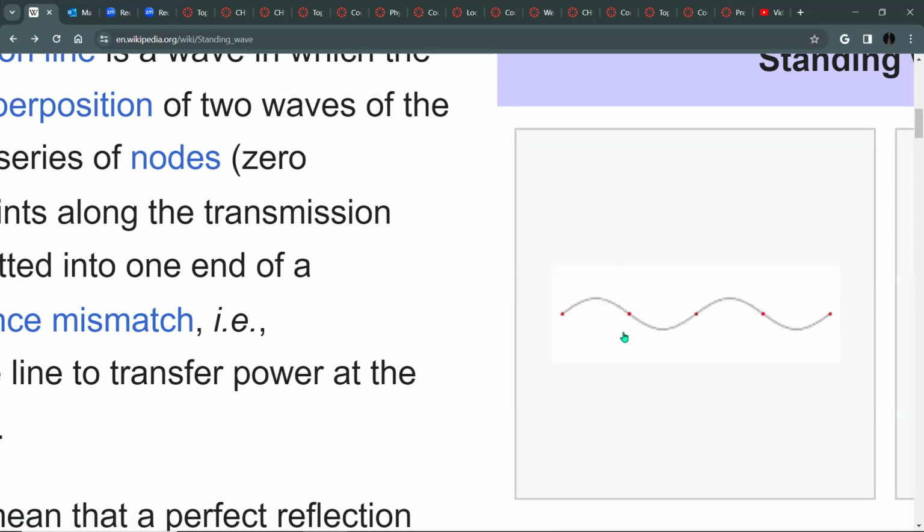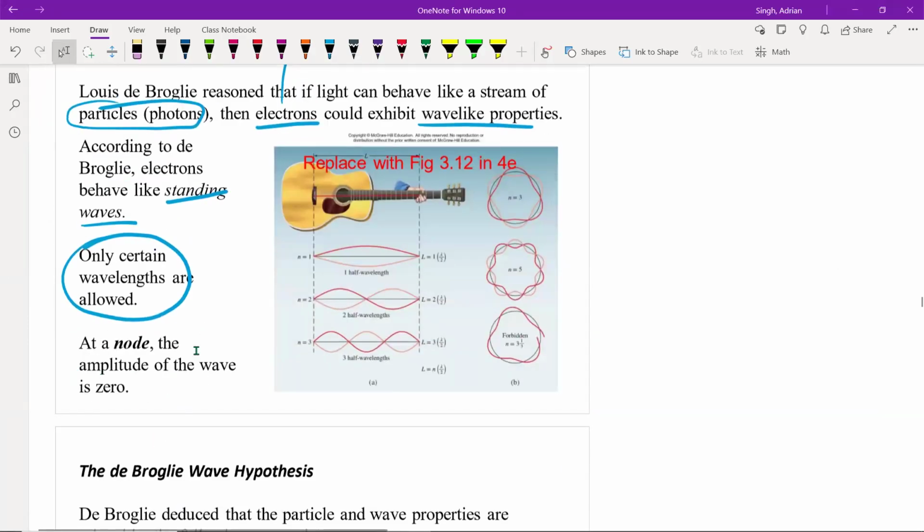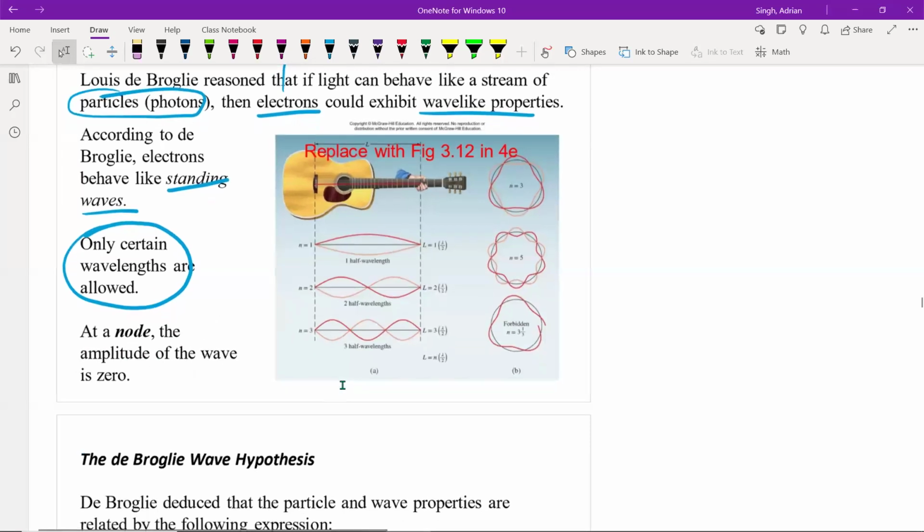What you'll notice in the standing wave is that, yes, you have a peak and a trough, and it oscillates between both of those along the wave. There are certain points along the standing wave where the amplitude does not change, and these regions here in red are places along the wave that we call nodes. That's going to be important to keep track of. So at a node in a standing wave, the amplitude of that wave is actually zero. In other places, it oscillates back and forth. So only certain wavelengths are allowed in order for this standing wave to exist.